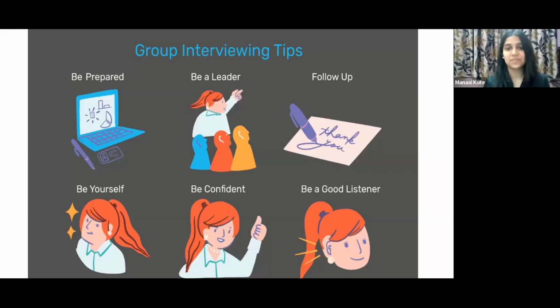So basically, you have marks for your group assessment and your personal interviews. As I said, there's no knockout round. That is, there's no shortlist after your group assessment. So everybody who is appearing for the group assessment will also go for the personal interview. The result will be on the basis of the marks combined from your GA and your PI.